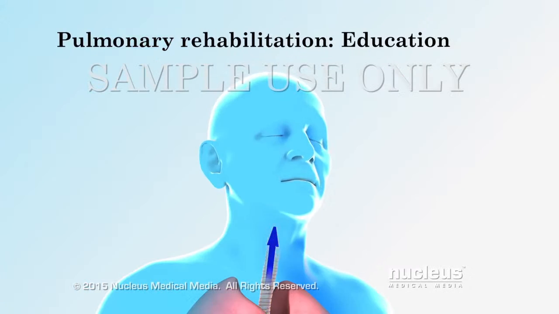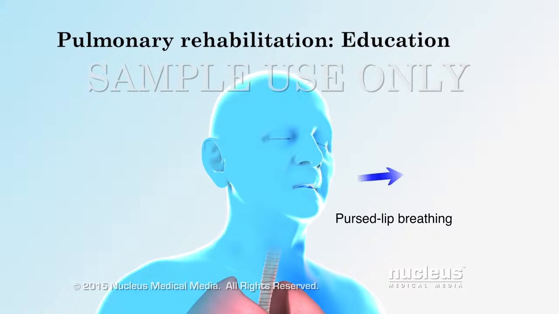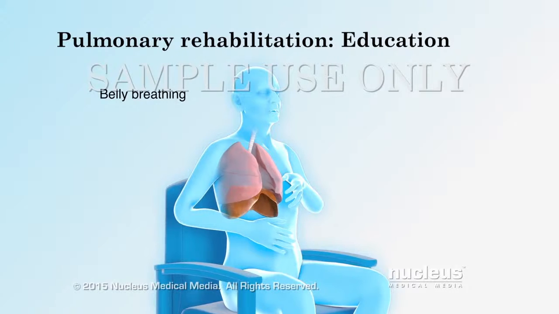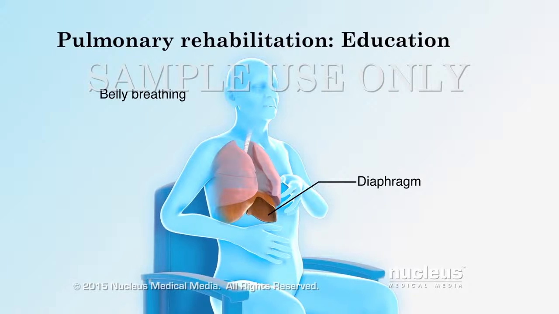You can learn 2 ways to manage your breathing. In pursed lip breathing, you slowly inhale through your nose and exhale through your mouth with pursed lips. In belly breathing, you train the diaphragm muscle to do most of the work of breathing.